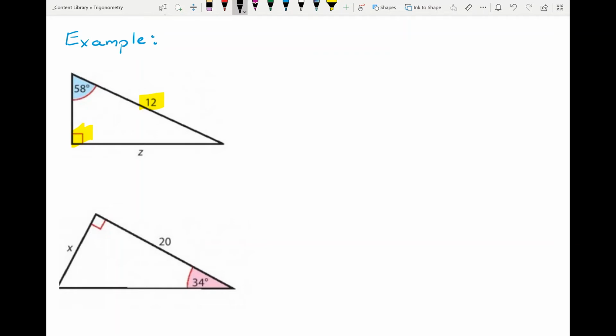Examining 58, we know that z is the opposite side, and we know that 12 is the hypotenuse, which means that the left-hand side must be the adjacent. We're interested in the opposite and hypotenuse, so that will be sine. Sine is the opposite side over the hypotenuse. Silly old Harry.